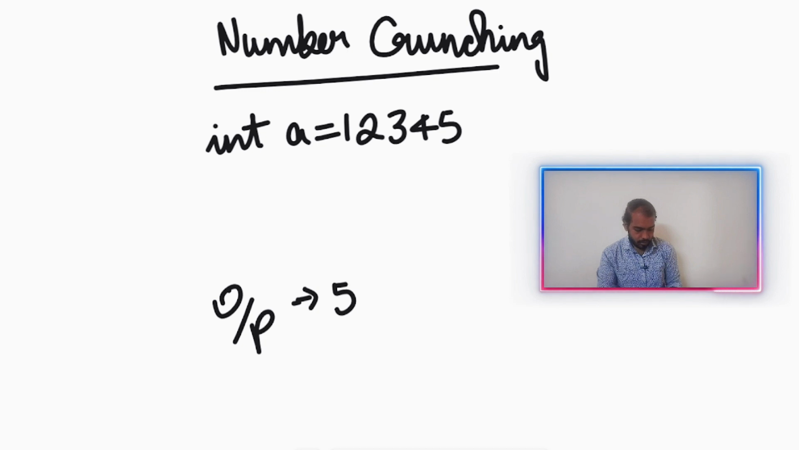5, 4, 3, 2, 1. Printing them one by one from the last digit. You might think, sir, the previous one itself was easy. How can we go in reverse? Don't worry, I'll help you out.